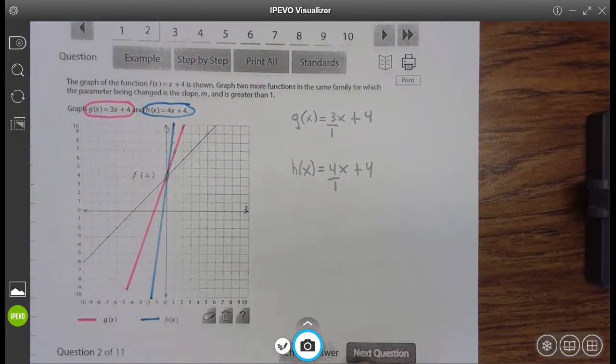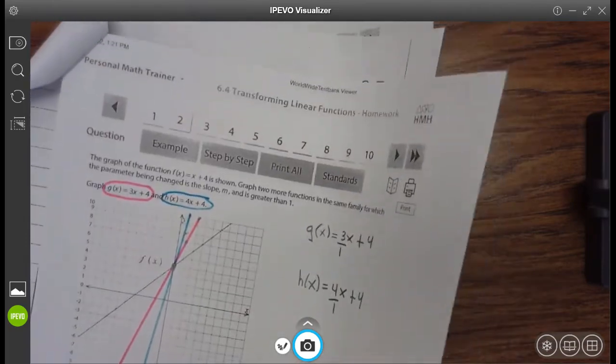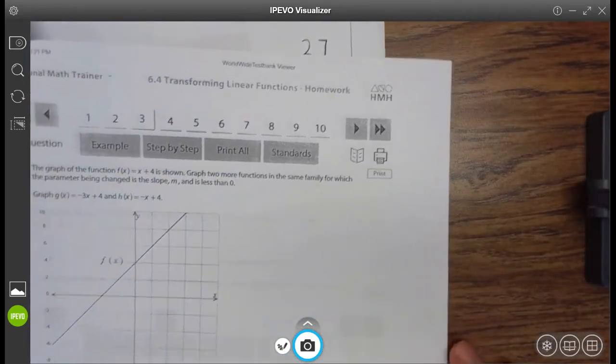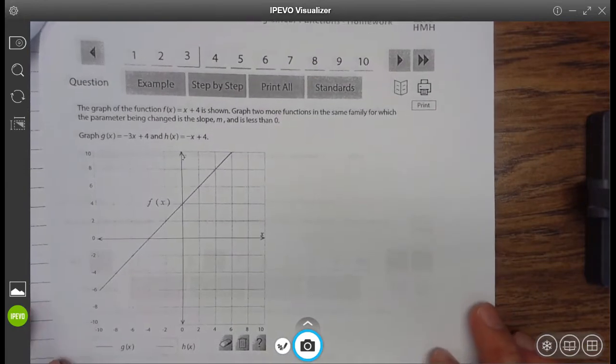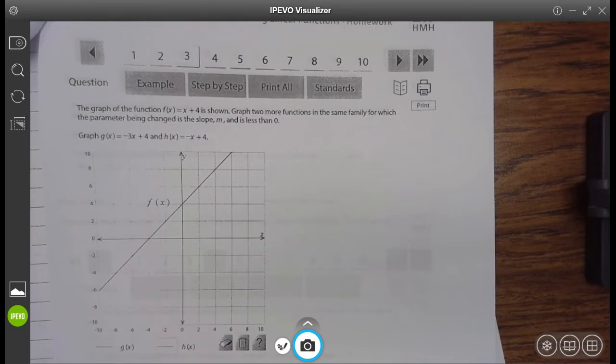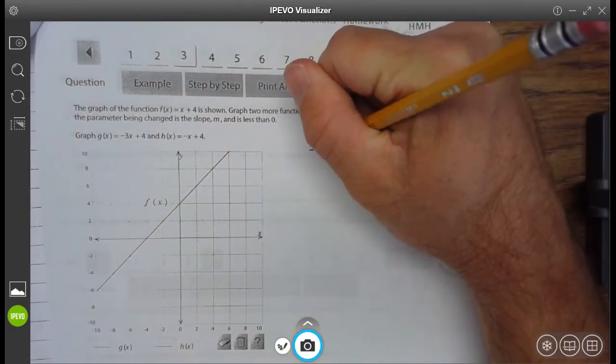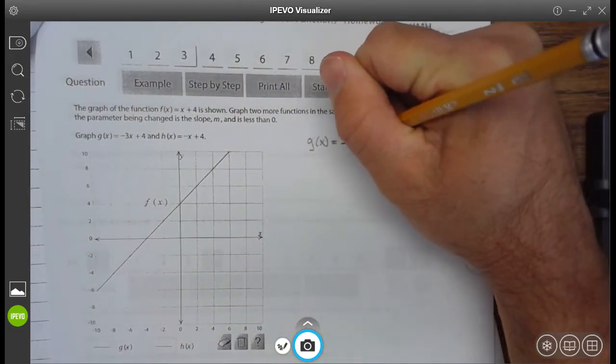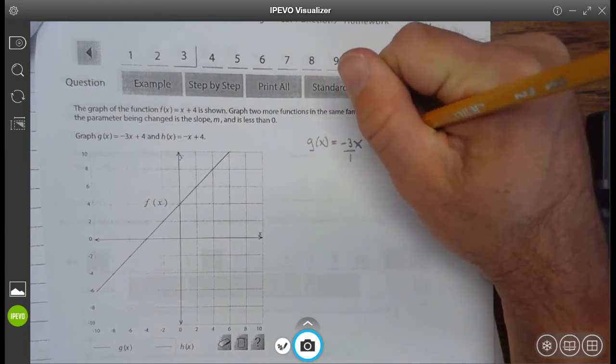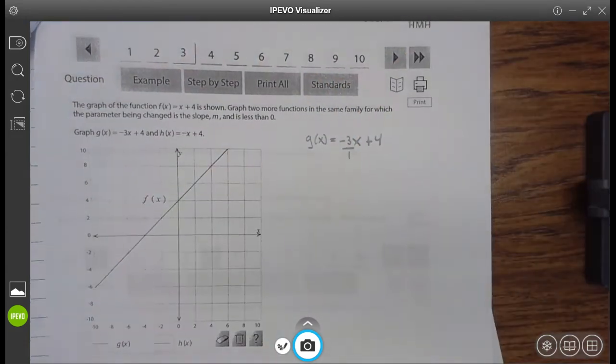All right, go ahead and finish up example 2. And let's take a look at the next example. Example 3. The graph of the function f of x equals x plus 4 is shown. Graph two more functions in the same family for which the parameter being changed is the slope m and is less than 0. So we have g of x equals negative 3x plus 4.